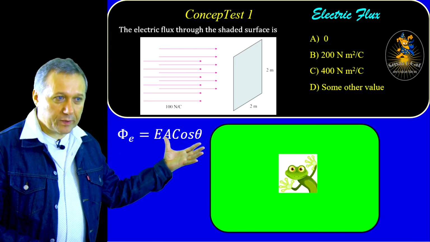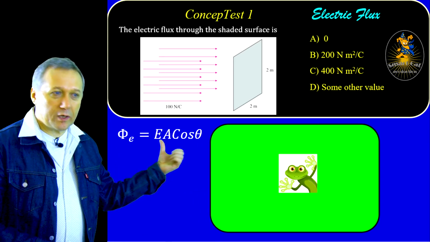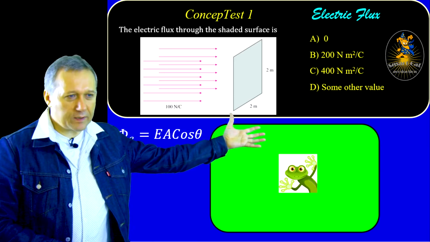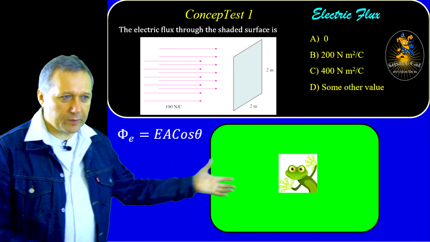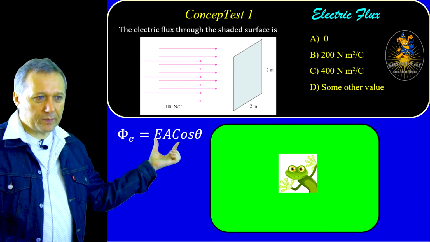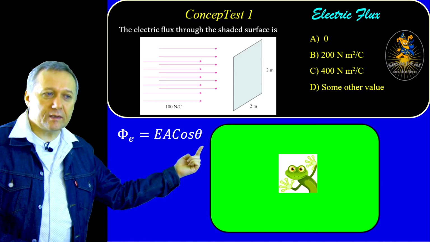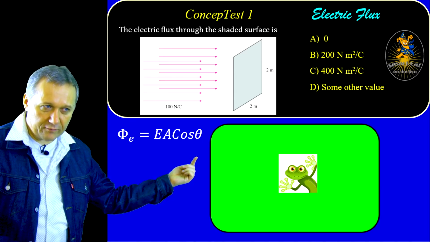Yeah, we can use this formula, and we need the electric field strength. It's over there, it's given, right? Area of the surface, again, basically it's given, in square meters. So this factor, E times A, will be 400. We need to understand the angle. What's the value of the angle?